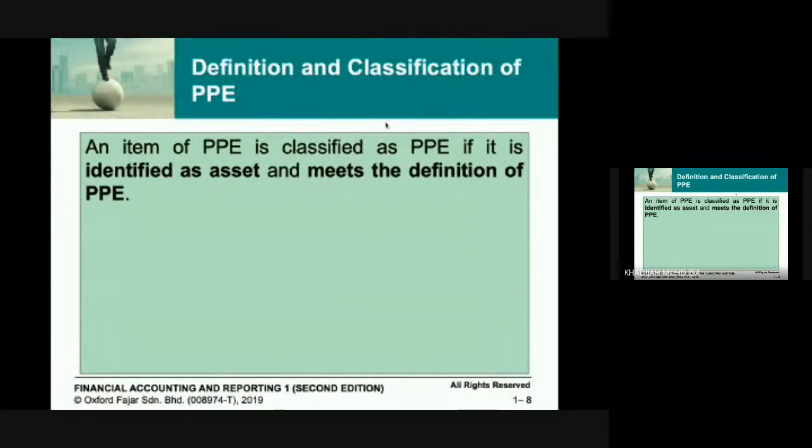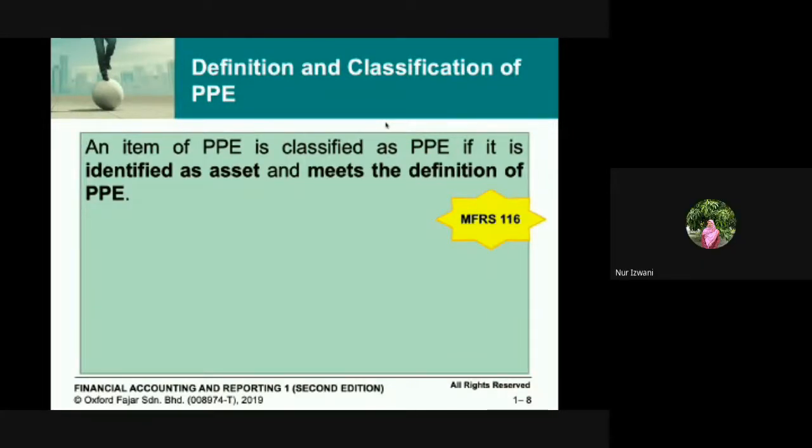Okay. An item is classified as PPE if it is identified as an asset. Just now we learned how to tell whether it is an asset or not: it has to be controlled, arise from a past event, and generate future benefit. And it also has to meet the definition of PPE. So what is the definition of PPE under MFRS 116? What is MFRS? Anyone? MFRS? Malaysian Financial Reporting Standard.